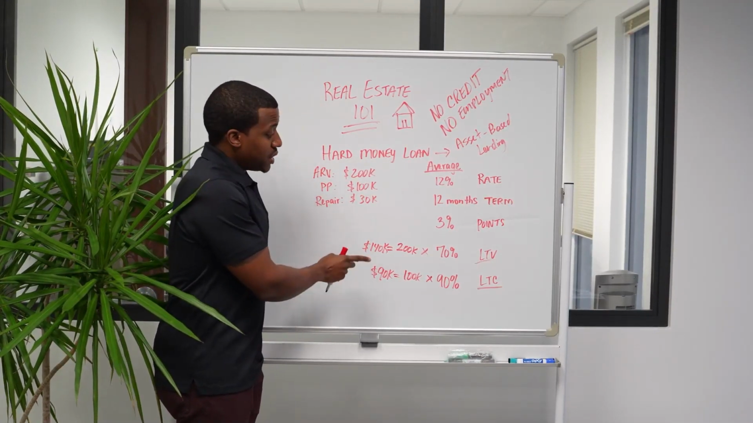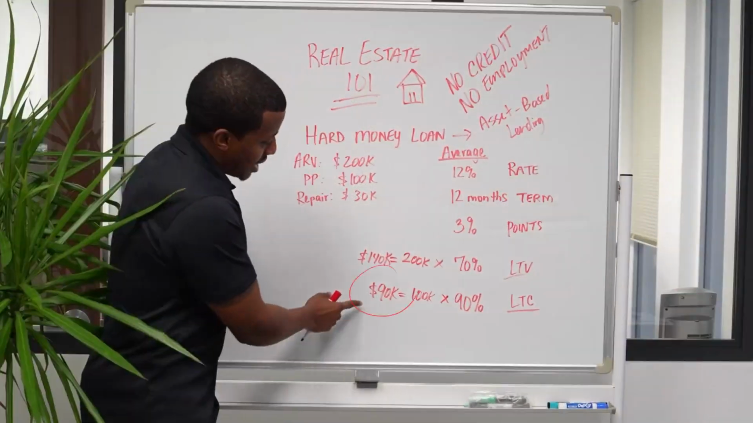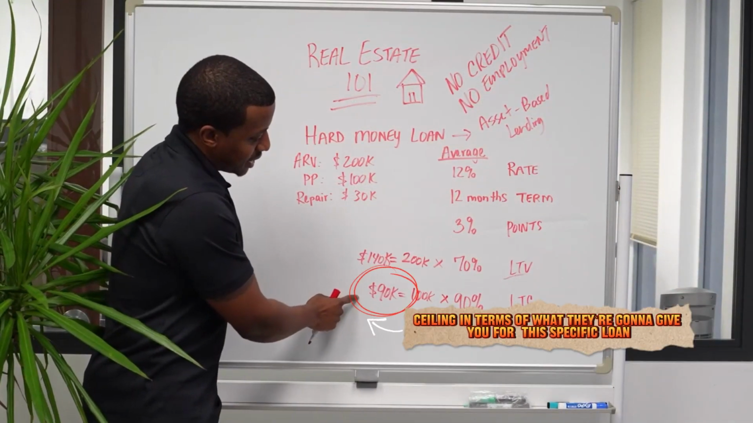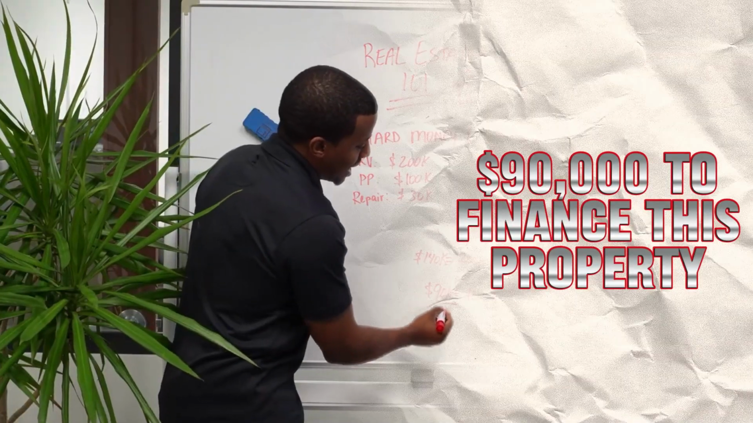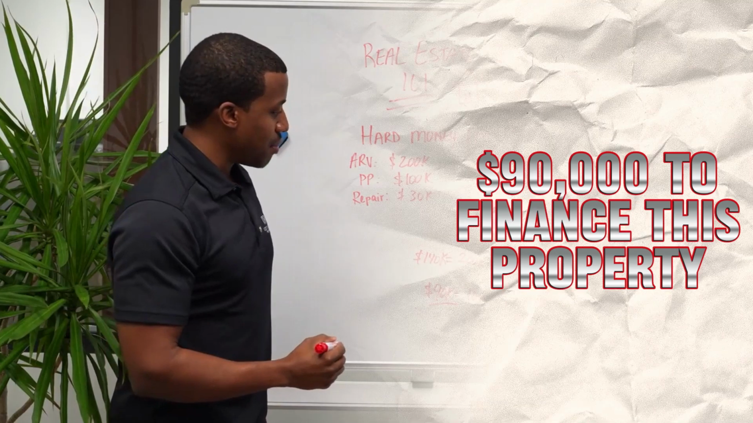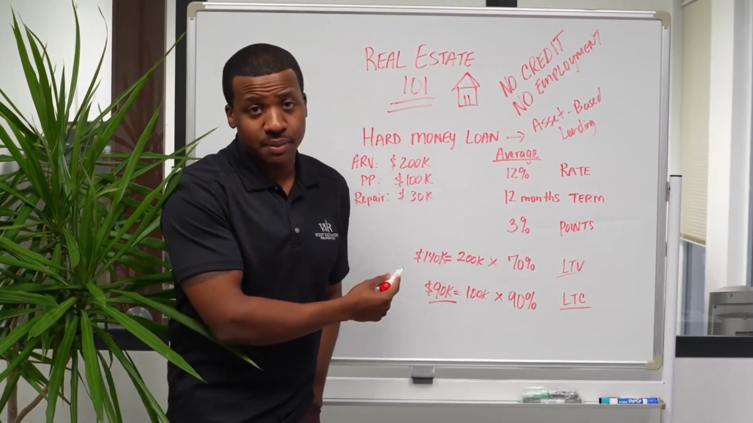But remember, they're only going to give you up to 90% of the actual cost for the property. So this is kind of the limitation. This is kind of the ceiling in terms of what they're going to give you for this specific loan. So they're actually only going to give you $90,000 to finance this property, even though it qualifies for up to $140,000, but your purchase price is not up to that price, right?